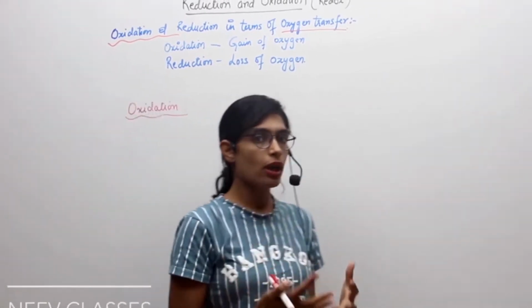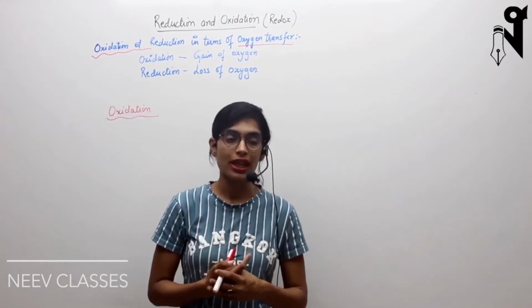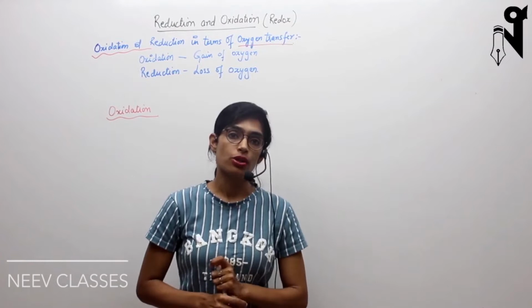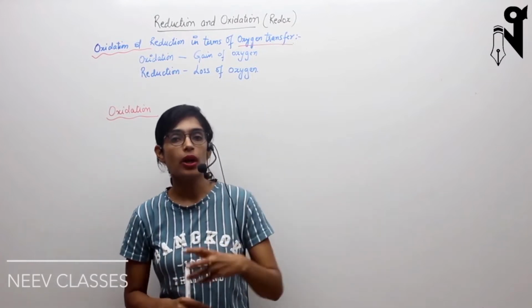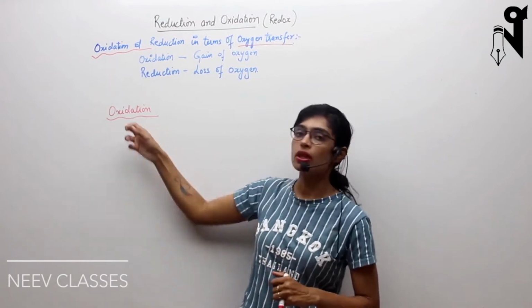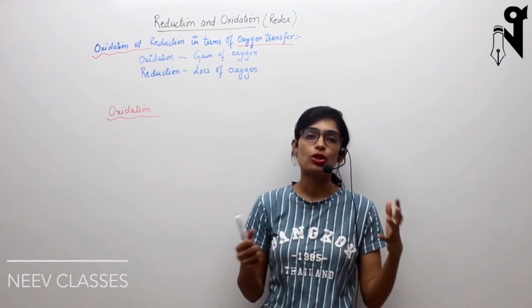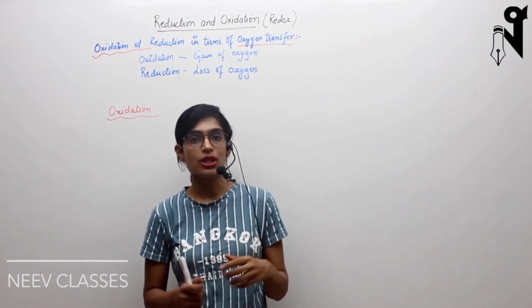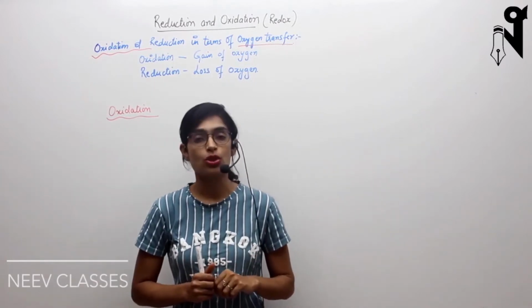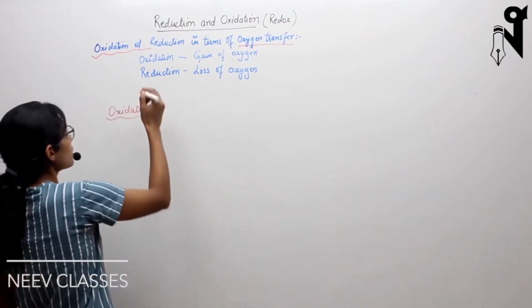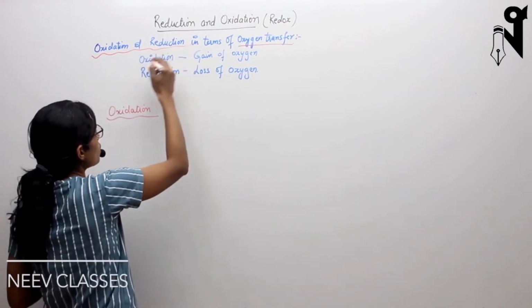Now, this is not the way we will be learning oxidation and reduction, and that is not how we will be analyzing a reaction as a redox reaction. But I'm just telling you that long ago, when the oxidation and reduction terms were coined, the oxidation term was very much in sync with the addition of oxygen. So we have one definition of reduction and oxidation in terms of oxygen transfer. What is the first definition of reduction and oxidation?